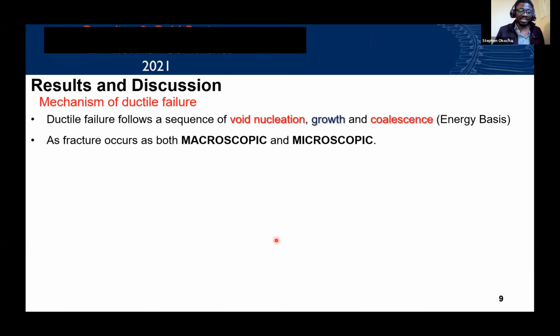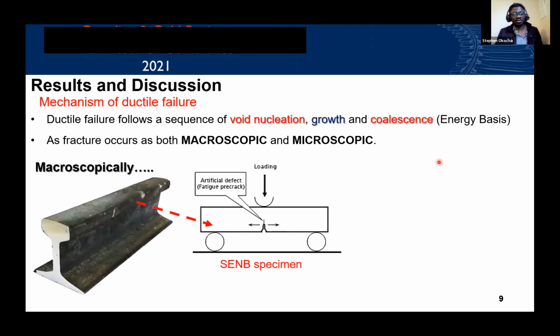This is going to be a little bit more academic, but just to explain, when we have a rail steel at normal, standard, ambient temperature, we know that the mechanism for failure is going to be ductile, and it follows a sequence of void nucleation, growth, and coalescence. And everything is based on an energy included in the whole mechanism, just like what the previous presenter suggested and told us about the energy that causes fracture. But one thing that we need to note is that fracture actually occurs macroscopically and microscopically. When we go to the field and see the fracture, yes, that is macroscopic. But microscopically, we also have things going on. So let's look at it one after the other.